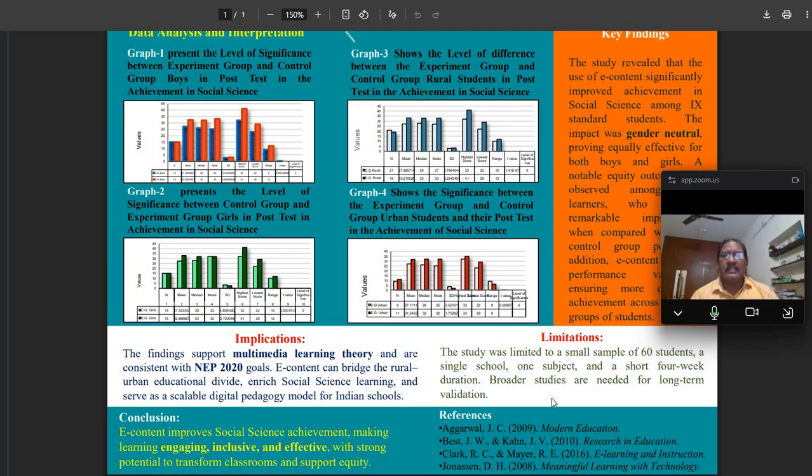Conclusion: e-content improves social science achievement, making learning engaging, inclusive, and effective, with a strong potential to transform classrooms and support equity.